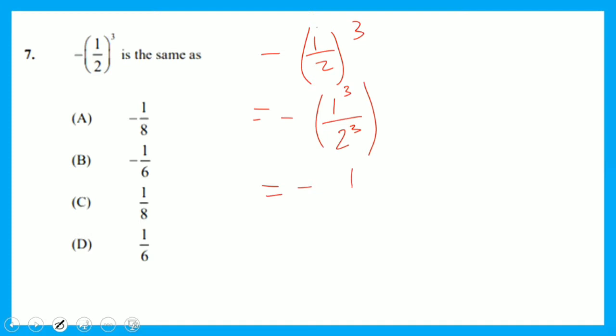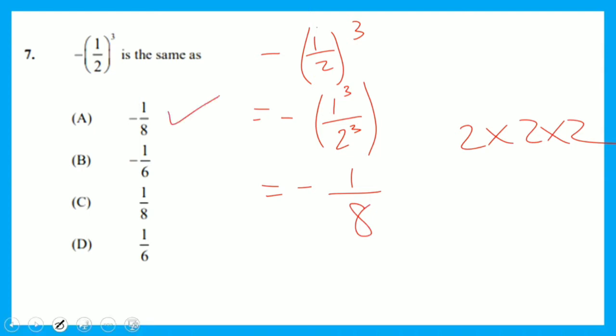2 cubed, of course, there is a distraction there with 6. If you look in our options, we notice that there is a 6 there because it's tempting for a lot of students to write that 2 cubed is 6. So remember that 2 cubed doesn't mean 2 times 3, but it actually means 2 times 2 times 2, 2 to the 3rd power. So this would have been 8. So the final answer is negative 1/8. And that would be A.